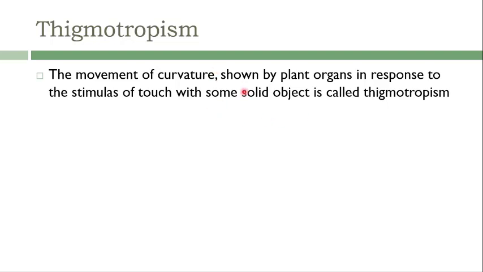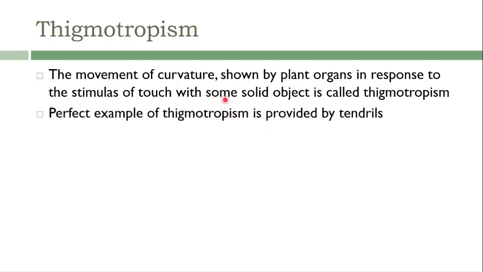So whenever we are talking about anything, first we have to define that particular topic, what it is. So as far as thigmotropism is concerned, we can define it in a few words, that it is the response of plant organs to the stimulus of touch. Either it will be toward the solid object, or it will be away from the solid object. So in either case, it will be positively thigmotropic, or it will be negatively thigmotropic.